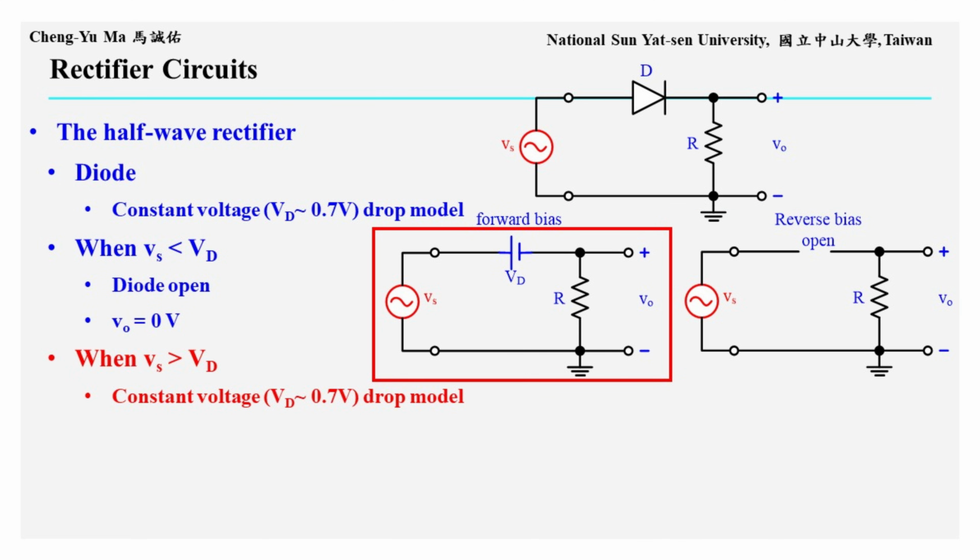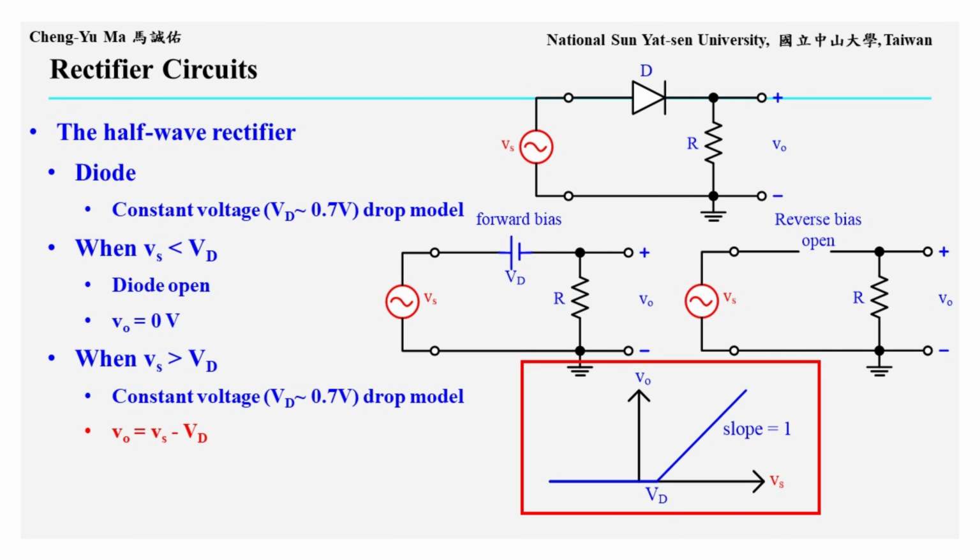When the diode is forward biased and the applied voltage is greater than 0.7 volts, or VD, the diode turns on. Its resistance is approximated as 0, so the equivalent circuit is a short circuit with a fixed voltage drop of VD, about 0.7 volts across it. From this model, we can obtain the relationship between the input signal Vs and the output voltage VO. When Vs is smaller than VD, the diode is open, so no current flows through R and the voltage across the resistor is 0. When Vs is larger than VD, the diode drops only VD and otherwise behaves like a short circuit. Therefore, the extra voltage beyond VD appears across R, so VO equals Vs minus VD.